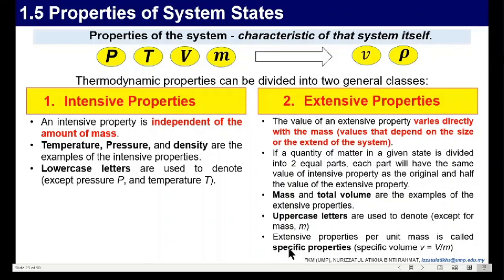Specific properties are actually per unit mass. For example, specific volume. Small v equals V, volume over mass. Specific volume is denoted with small v, equal to volume, large V, over mass. We also have specific gravity. It is the same, it is per unit mass.